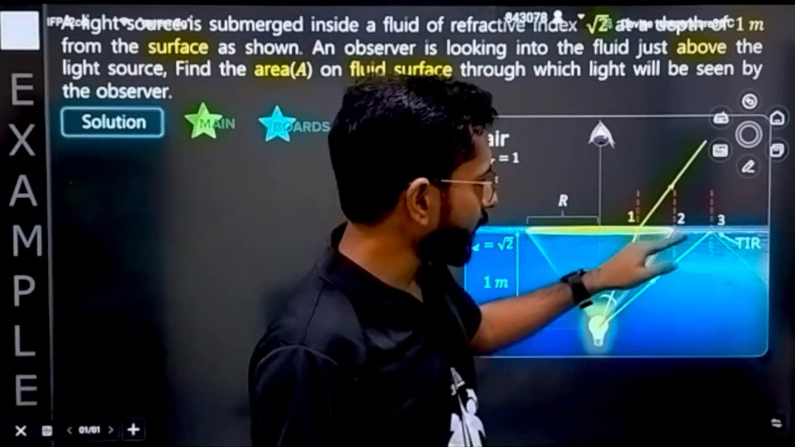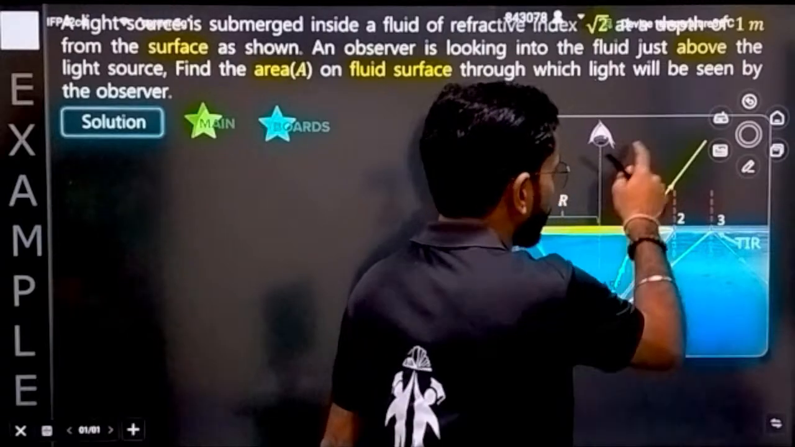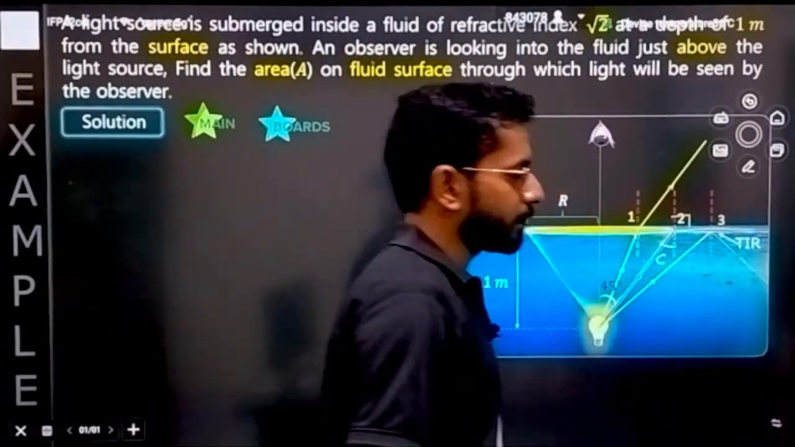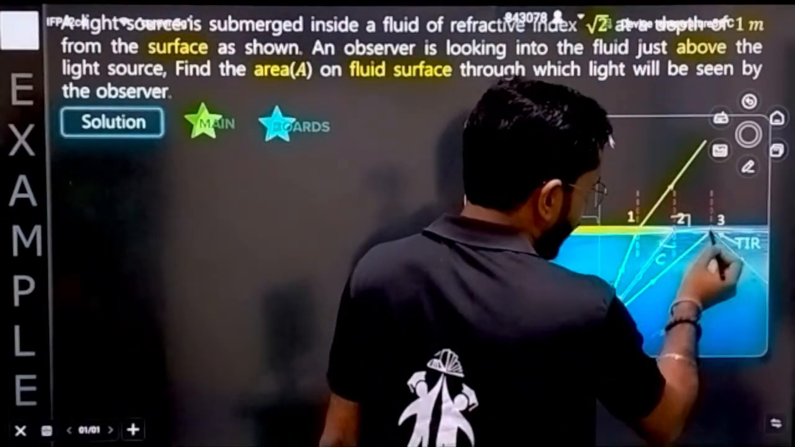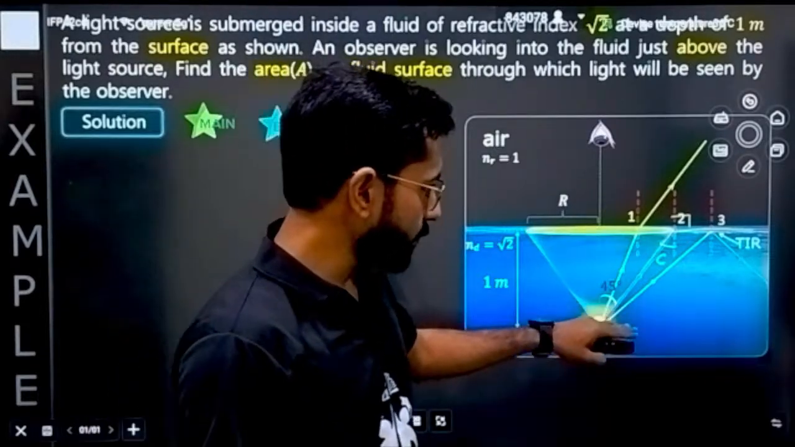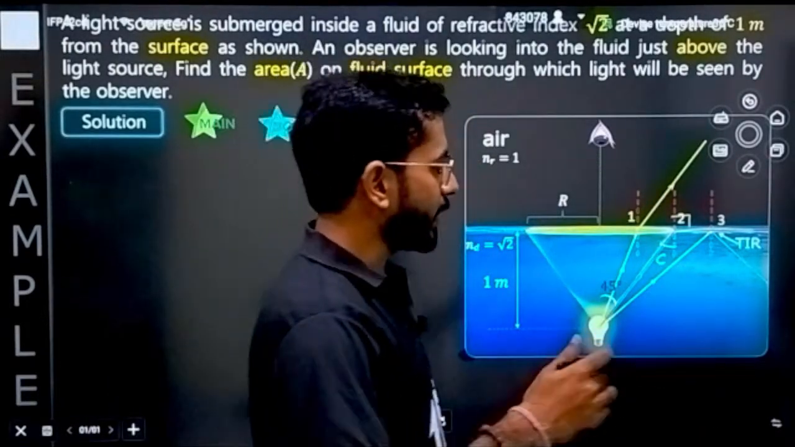If the angle of incidence keeps increasing, you will attain some angle where this will become the critical angle, and the angle of refraction will become 90 degrees. And after that, just a little bit ahead from there, the light ray will not be coming out of the surface, because you are moving from denser to rarer and you have increased beyond the critical angle. Both conditions are satisfied and it will perform TIR.